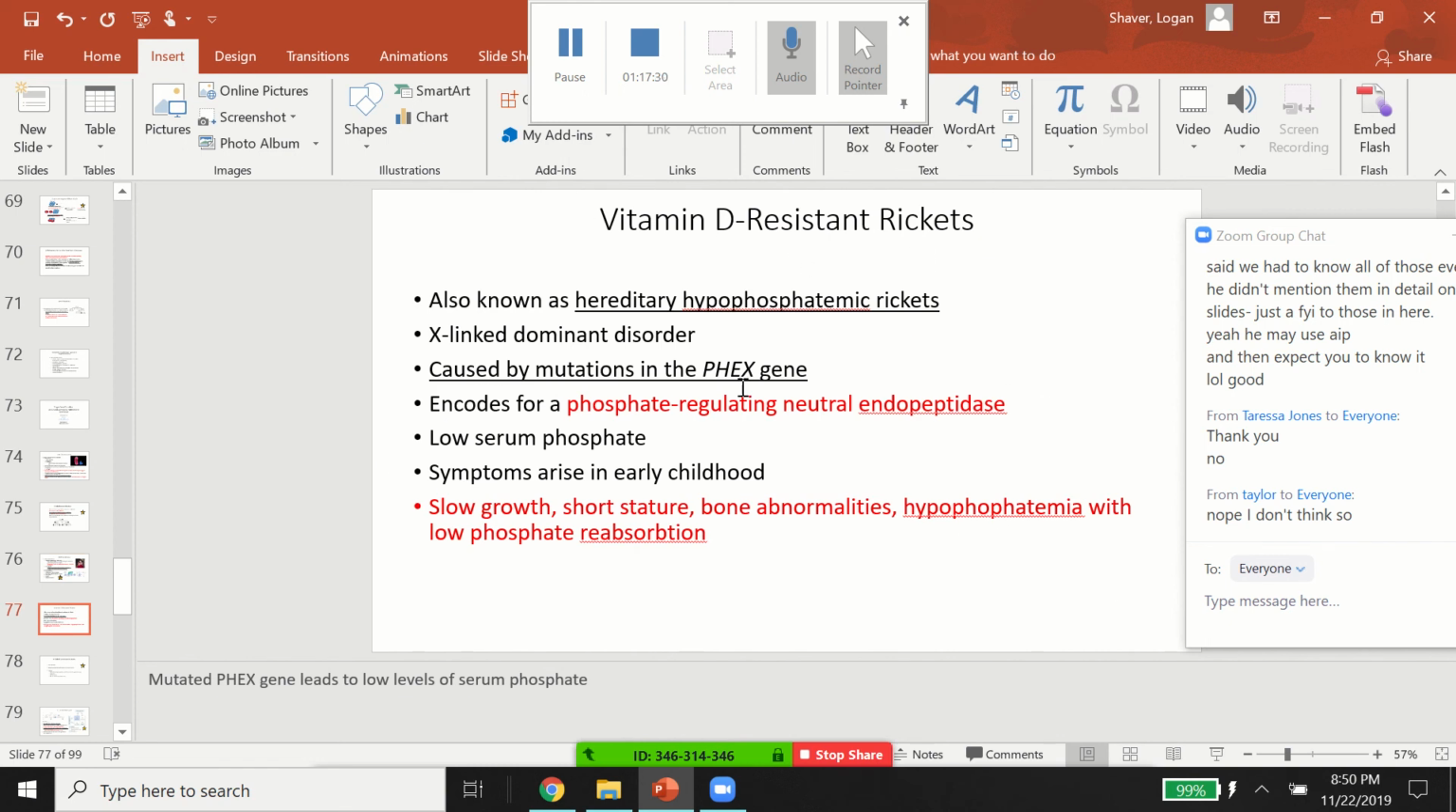Vitamin D resistant rickets. The only reason I included this was just because it happened to have a gene associated with it. And I was like, well, if it has a gene associated with it, maybe it's testable. And like what it codes for, what's associated with it. But honestly, do I remember them asking anything about this? No. So I didn't put any stars on it.